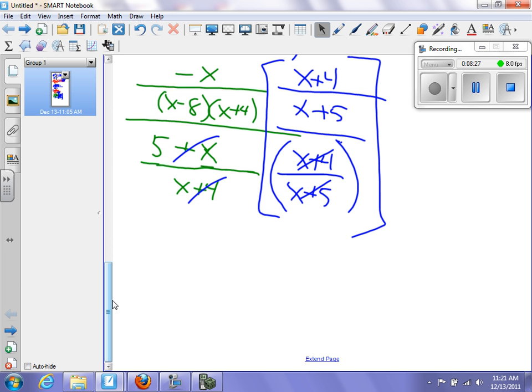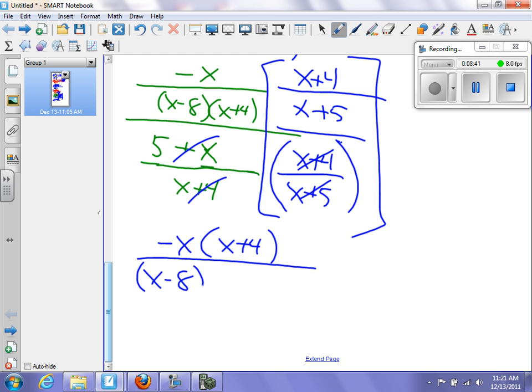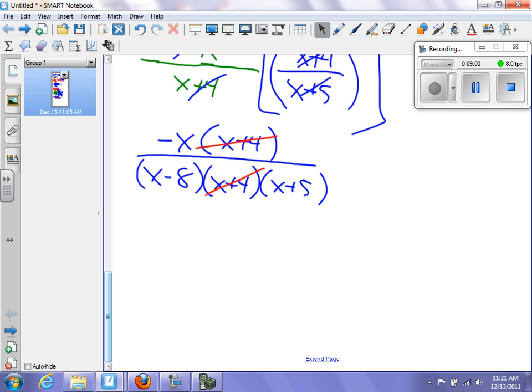And so now I am left with negative x times x plus 4 divided by x minus 8 times x plus 4 times x plus 5. And looking very carefully, I can see I have an x plus 4 that I can just cancel out right there. And so my final answer is negative x divided by x minus 8, x plus 5.